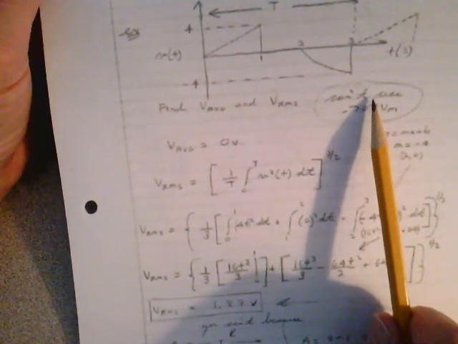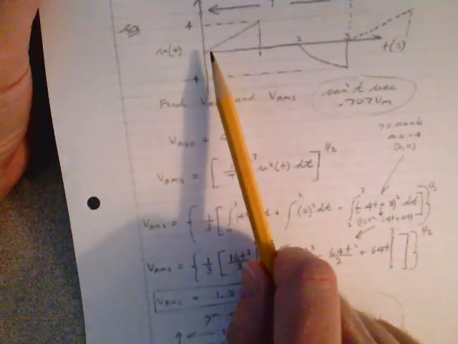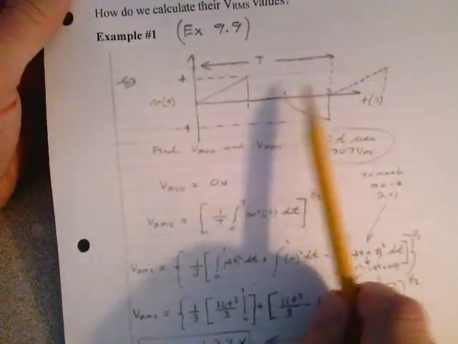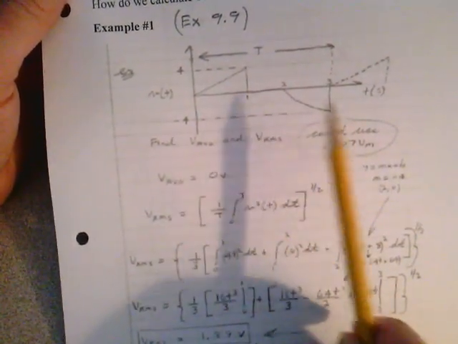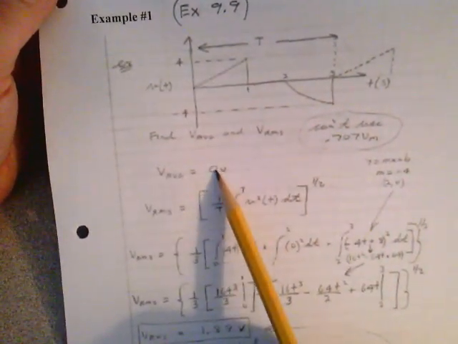So what I have to do, first of all, is the average over a period here. I defined what the period is here. The average over the period is 0 because the area above the curve and the area below the curve is the same. You take the average of that, you get 0. So that's the answer for the average voltage.